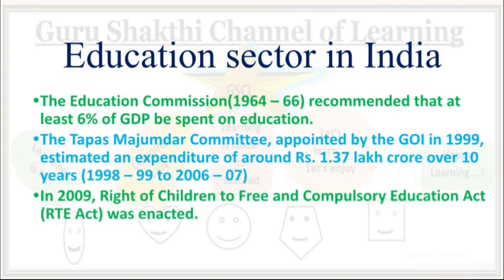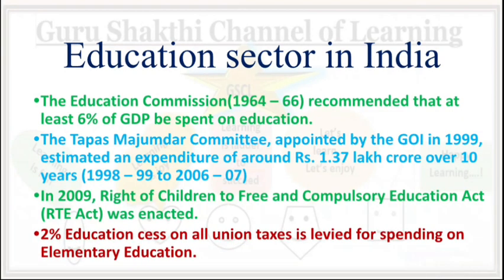The RTE Act was enacted in 2009. It made elementary education a fundamental right of all children in the age group of 6 to 14 years. In order to achieve universal elementary education in India, a 2% education cess is levied on all union taxes, which is utilized to provide better infrastructure, library, playground, books, ICT facilities, etc.